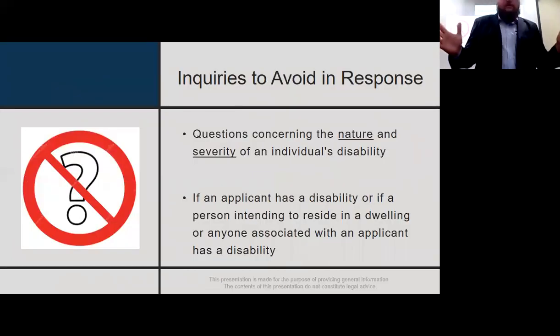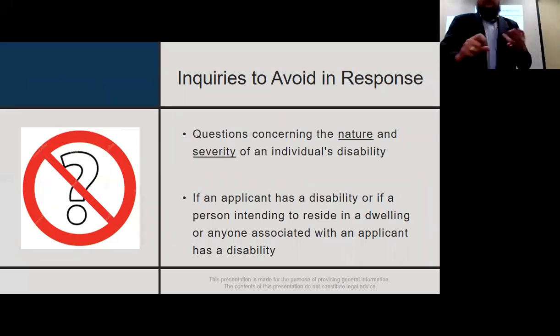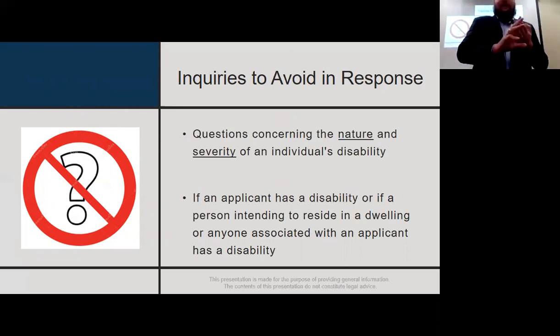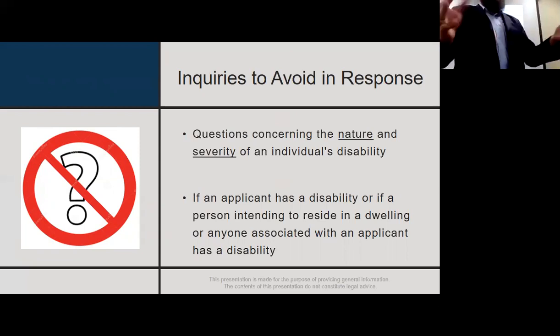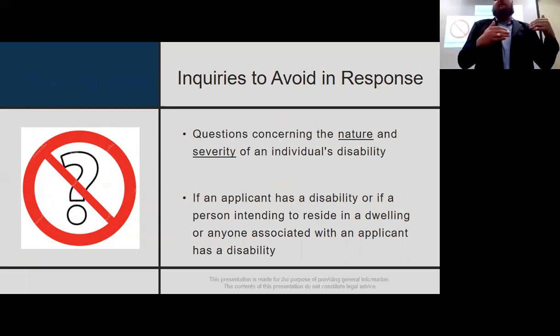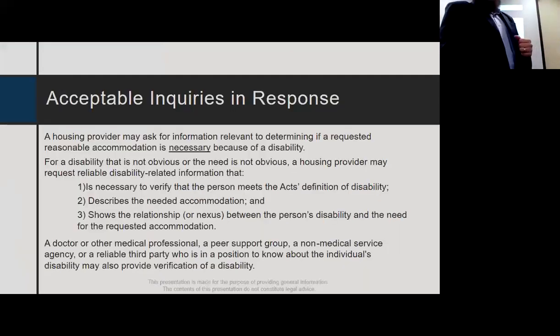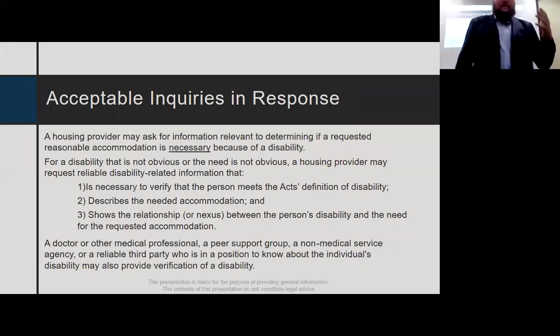So here are the things to avoid. Don't ask how badly you're disabled. Don't ask the nature of the disability. Don't ask the severity of the disability. And then avoid asking, are you the disabled one? Is it someone else that's going to be disabled? These are common sense things that you would think most people would avoid, and you'd be surprised. So you just want to avoid that area. Really, your job, once you get that request, is just to start finding out if it's A, necessary, and B, what alternatives you might have to get to that accommodation that they need.